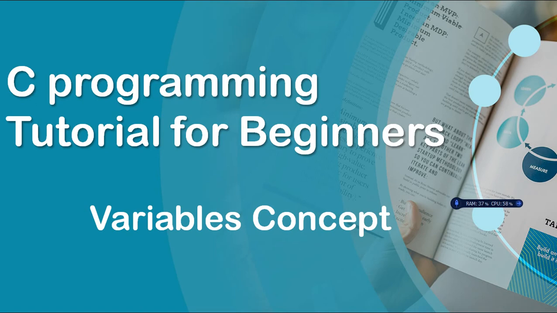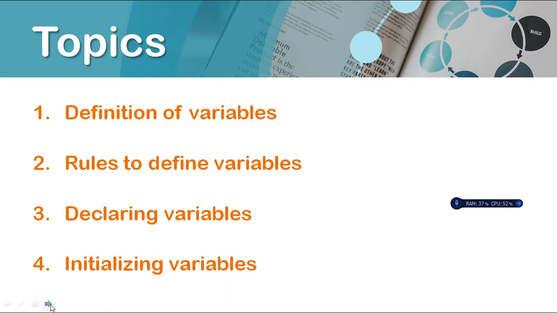Hi everyone. In this video today I will explain the variables concept in the C programming language. So let us move on with the topics. First we'll see the definition of a variable. Then what rules are used to define a variable, how to declare a variable, and how to initialize variables.